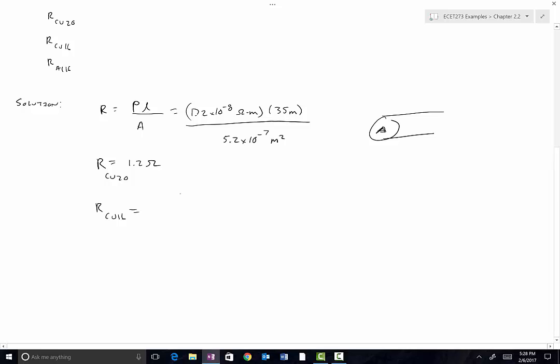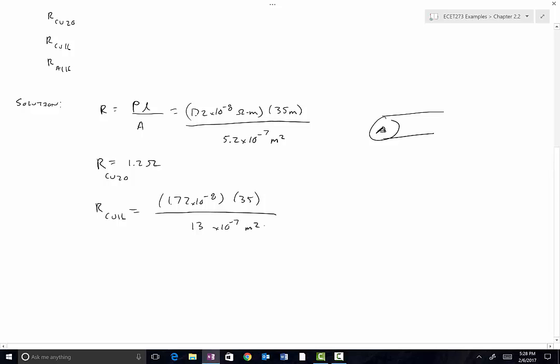RCU16 is going to be the same calculation, that 1.72 times 10 to the minus 8th times 35, and we're going to divide that now by the cross-sectional area of the 16 gauge wire. The cross-sectional area of 16 gauge wire is 13 times 10 to the minus 7th meters squared.